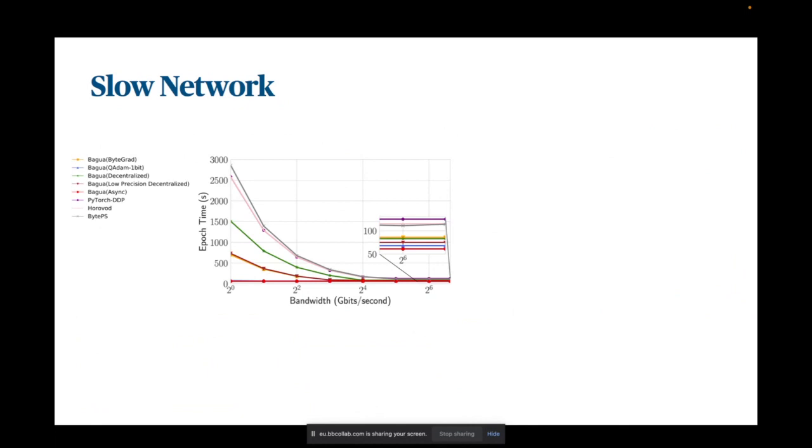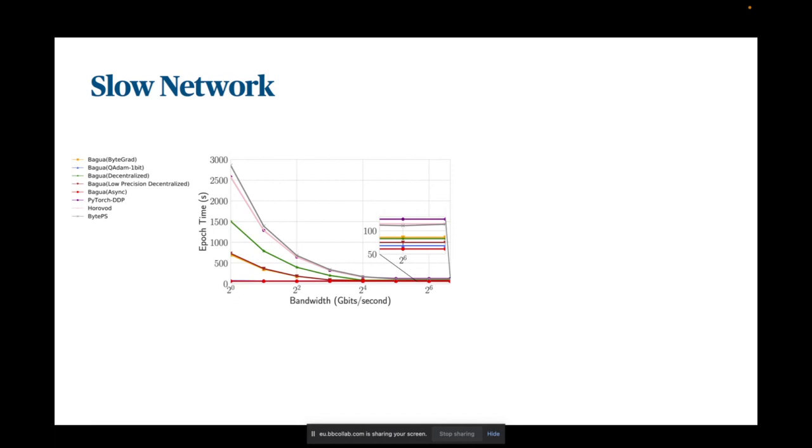You can see the pink curve, right? So it's Horovod. Whenever the network becomes slower, the system becomes slower, right? But on the other hand, if you do more aggressive compression, if you do a little bit more aggressive asynchronization, you can have this collection of algorithms to allow you to navigate different network conditions.